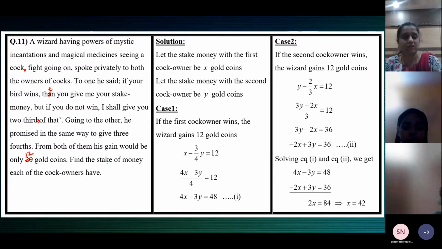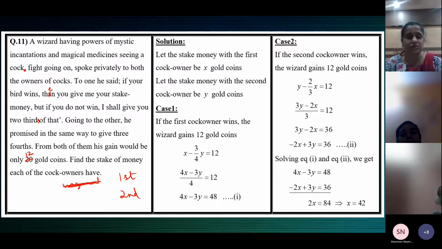So now we'll assume that there are 3 persons here, the wizard, the first cock owner and the second cock owner. Now, the scene is actually like this. Supposing the wizard was not in the picture at all. The person who loses, that is the cock which loses, will go home empty-handed.